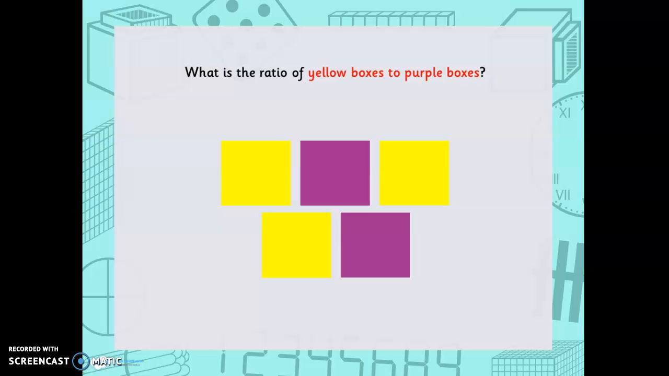If the question were the other way around, so if it were the number of purple boxes to yellow, you would have to write 2 colon 3. And if we were to write this as a fraction, we would think about what the denominator would be. The denominator would be the total of items. There are 5, so that would be 2/5 are purple and 3/5 are yellow.